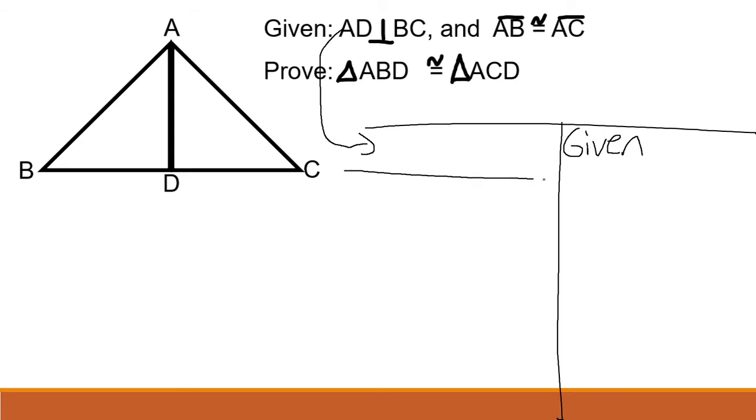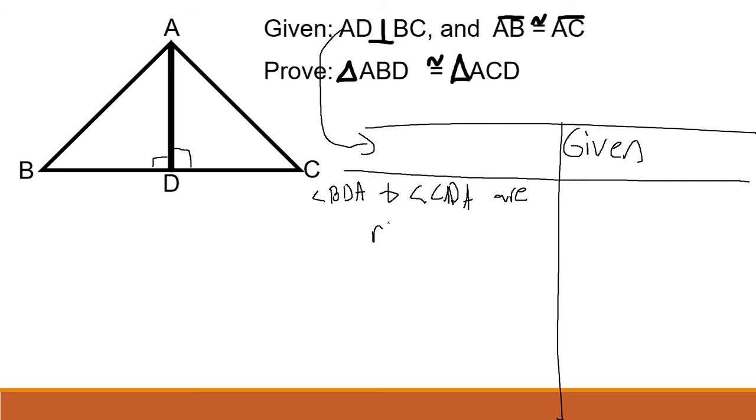Okay. Now it says that AD is perpendicular to BC. So that means that AD and BC are going to make right angles, because that's what perpendicular means. So I'm going to put that down right here. Angle BDA and angle CDA are, let me erase that. That doesn't look like an A at all. So given. So angle CDA and angle BDA are right, RT for right angles.